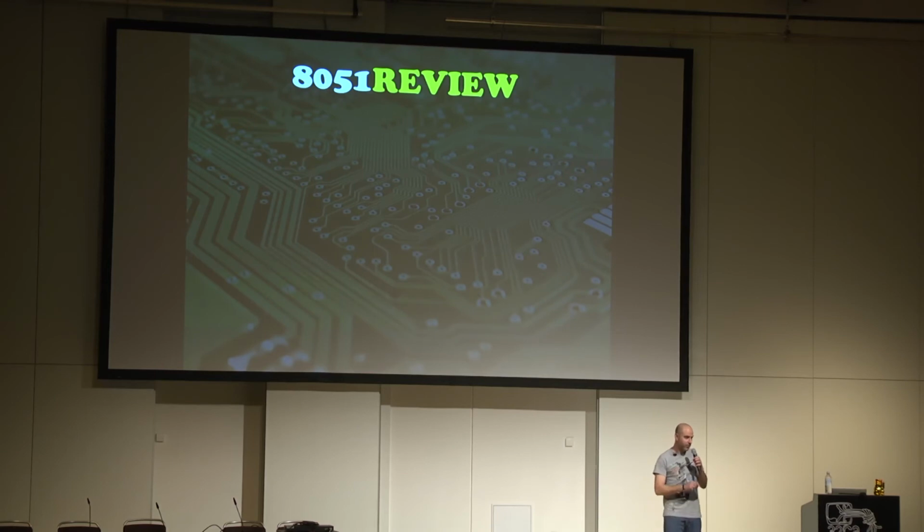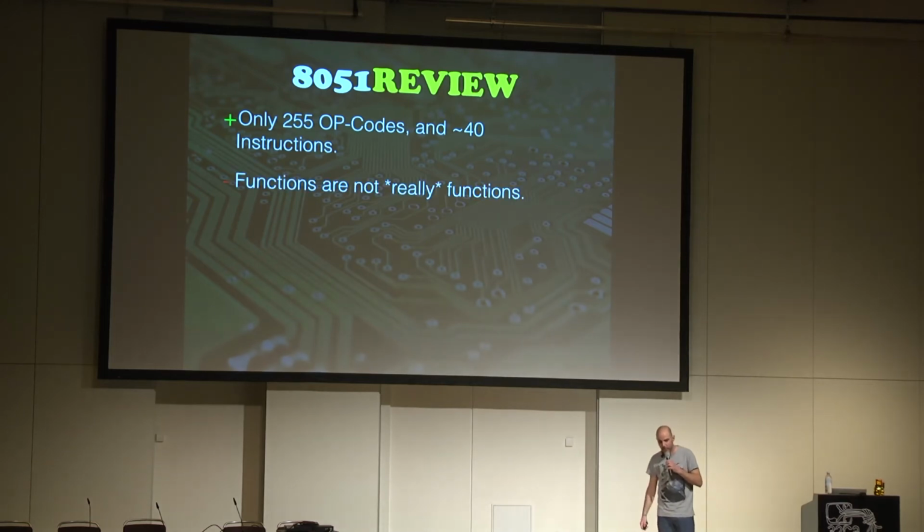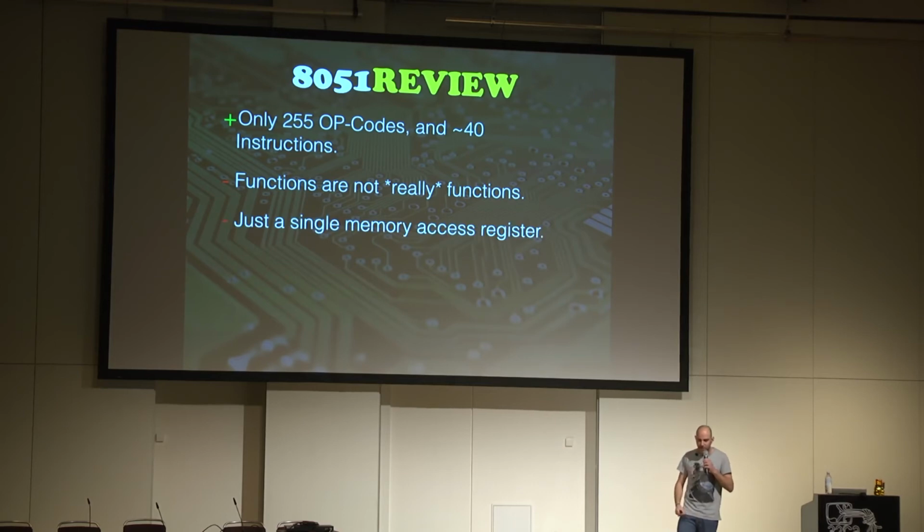And for those of you who don't know, we prepared a short review of 8051 assembly. The thing is that it has only 255 opcodes and around 40 instructions. Really a pretty easy assembly to learn. The thing is that functions in this assembly are not really functions. Code jumps into the middle of functions, and from the middle of functions, a whole lot of spaghetti code we didn't really understand. And then there's only a single memory access register.